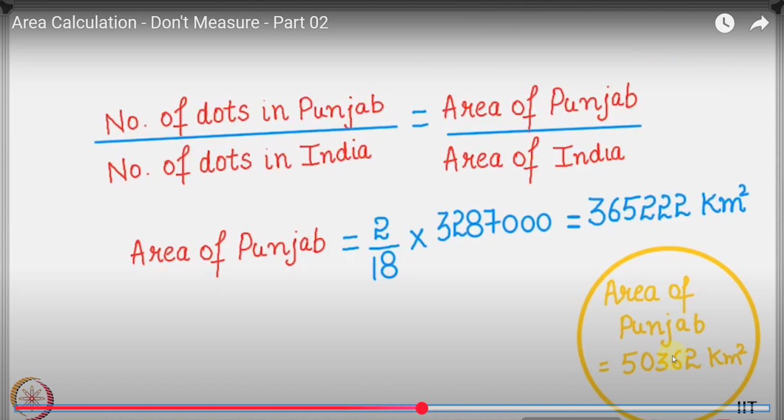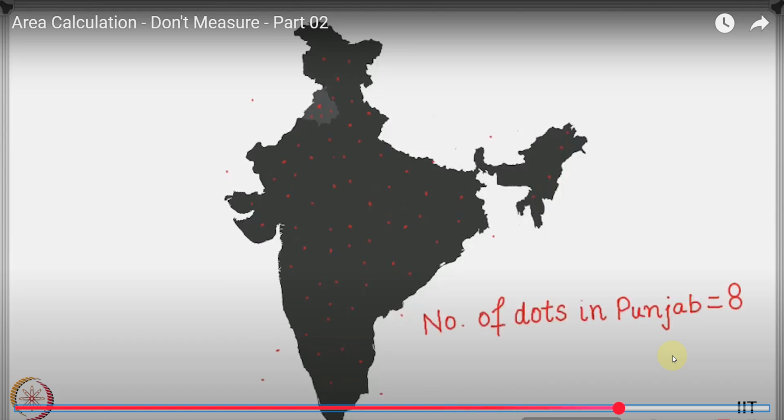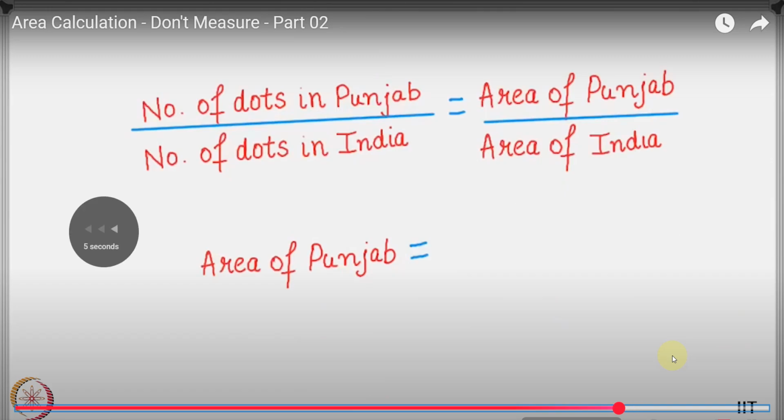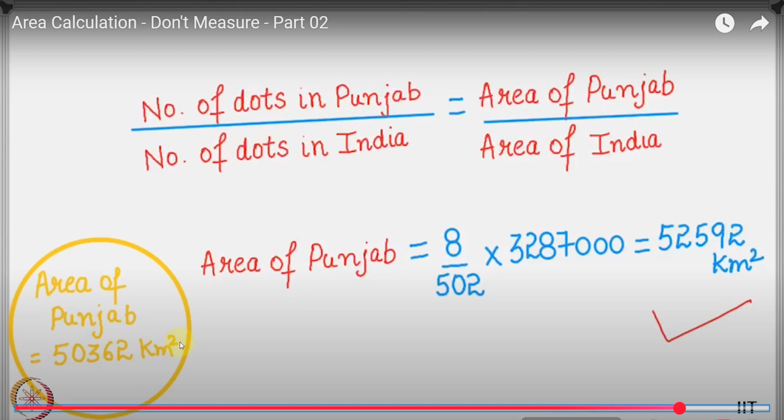So if we increase the number of dots used, then this method will work to give a good estimate. Okay? In the later video, she made more than 18 dots and now calculated the dots falling in Punjab and dots falling in India, which came out to be 8 by 502, into the real area of India. It gave us a very near answer, right? It had a lesser error compared to the last time with a few number of dots.